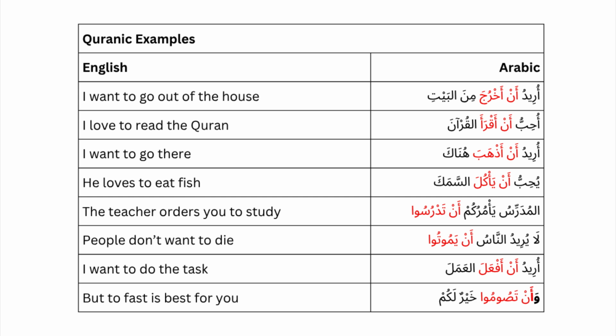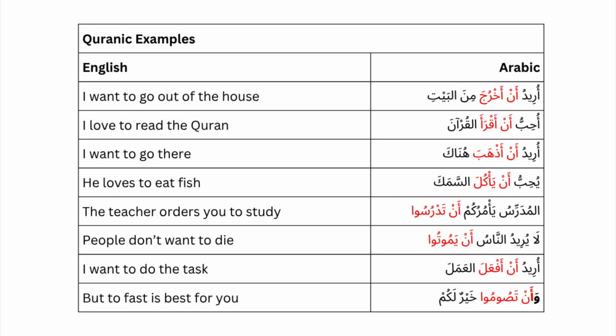This is very important, because in this example, the Masdar Mu'awwal is not acting as an object. Instead, it is acting as the subject-like element, the thing being spoken about. In meaning, to fast is what is being described as better for you.